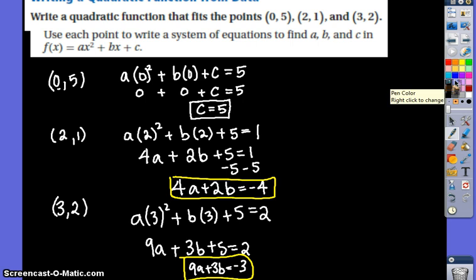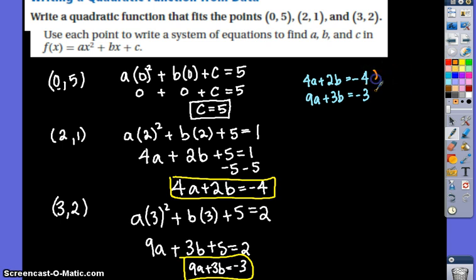Alright, so when we left off, we now have 2 equations. We're going to solve it by elimination, because that's usually one of the quicker ways to do it in this case. So I'm just going to go ahead and rewrite it. We have 4a plus 2b equals negative 4, and we have 9a plus 3b equals negative 3. So we need to eliminate a variable. I would suggest, although it's not the only way to do it, eliminating the b's.